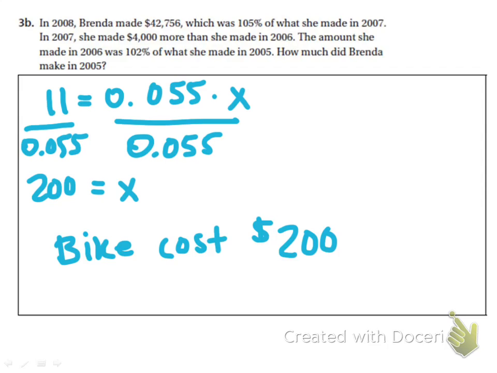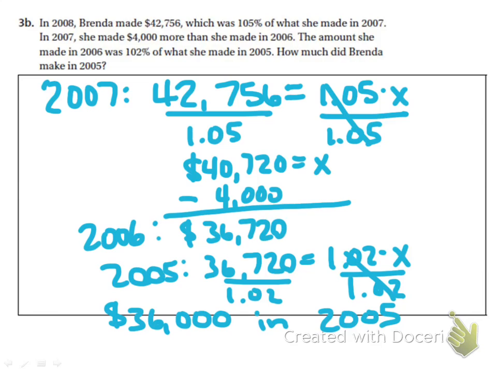I apologize there. For 3B, the answer should have been $36,000 in 2005. By working backwards, we divided by 1.05 to find her 2007 salary, subtracting $4,000 to find her 2006 salary, and then dividing by 1.02 to find her 2005 salary.